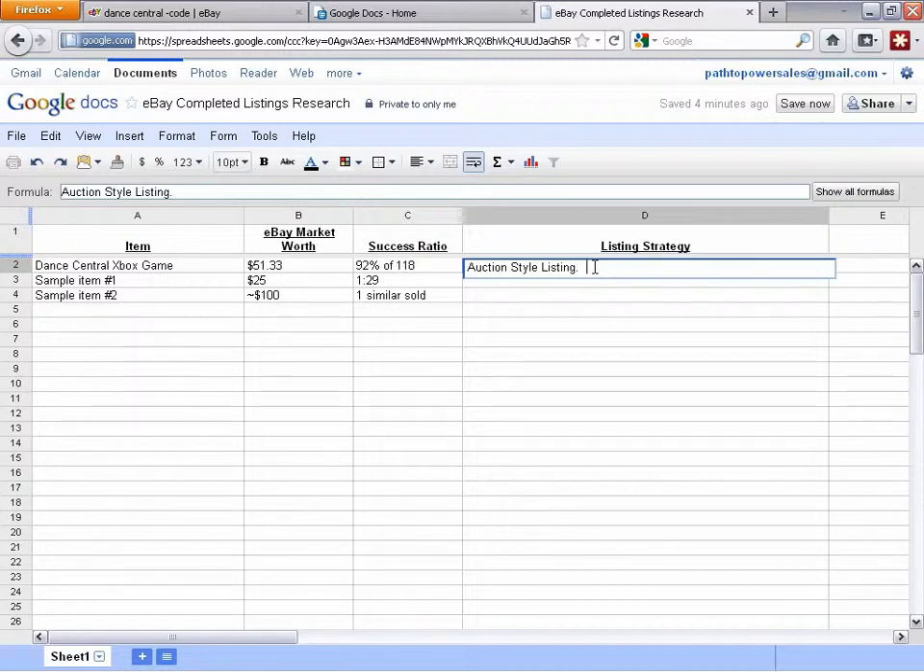Now, 7-day listings are the best because it gives the most exposure to your item. 7 days gives a whole week for buyers to find your product, while a 1-day listing would only give your buyers 1 day or 24 hours to find your particular product.